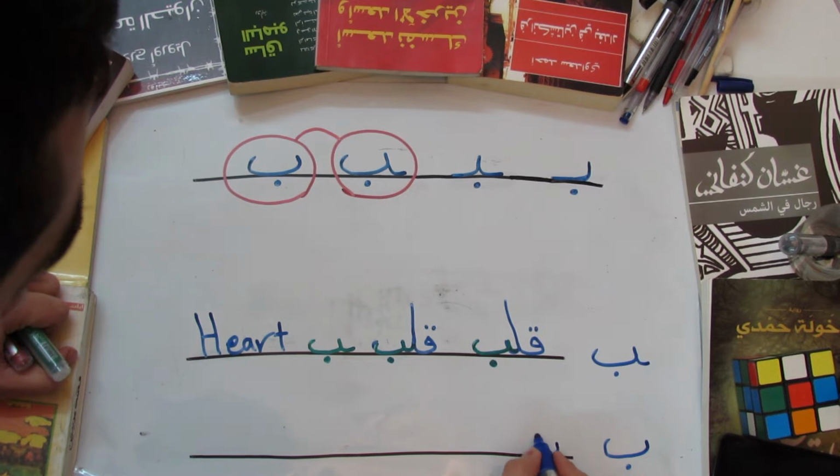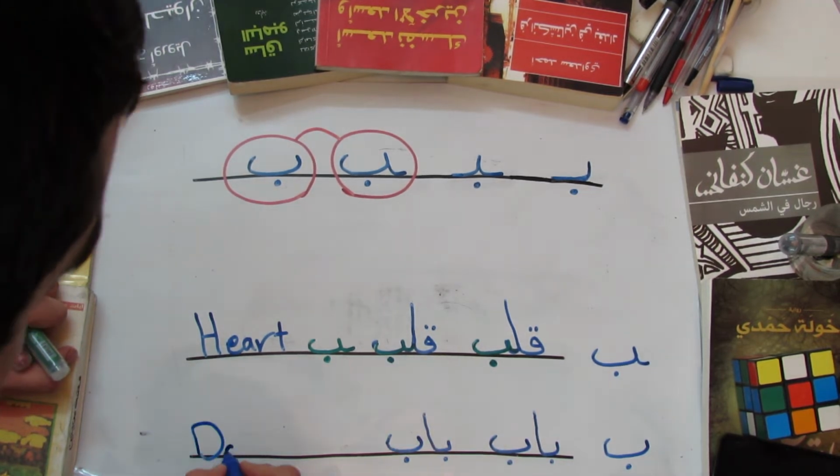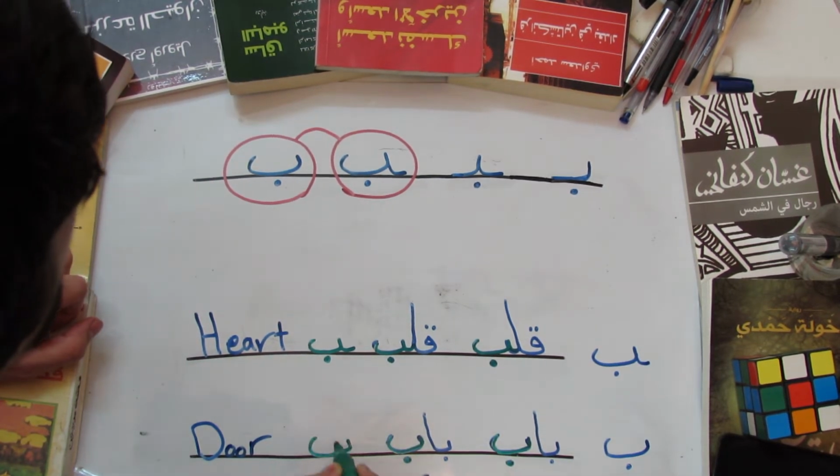If ba doesn't connect to the preceding letter, then its shape is just like the plain form. And as an example of it is the word bab, door.